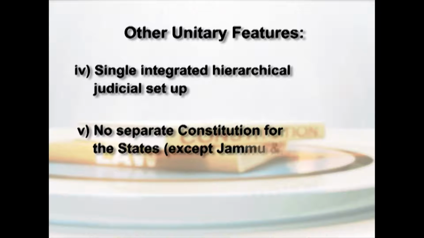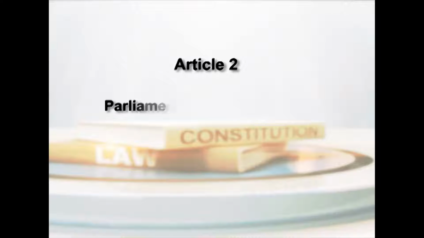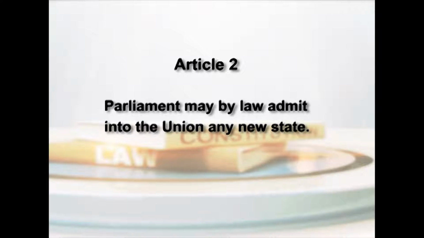In India, there is only one constitution for the entire country. Only Jammu and Kashmir, by Article 370, can make its own constitution. In the USA, there are constitutions of the states also. Now, let's come to Articles 2 and 3 of the Constitution. Article 2 stipulates regarding the admission or establishment of new states, which says that Parliament may by law admit into the Union any new state.